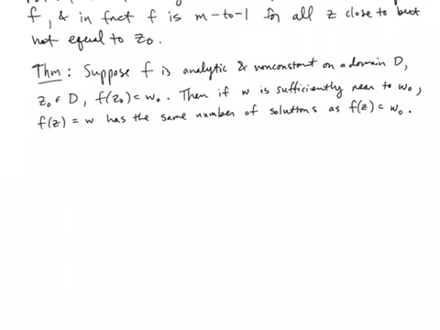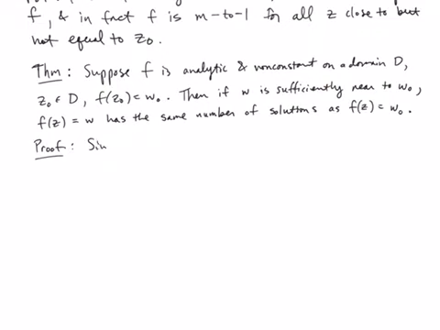So here's a precise statement we can make of all of this. Suppose f is analytic and non-constant on a domain. We have a point in the domain and then the image of that point. If we take a w sufficiently close to that image point, then the number of solutions to f of z equals w is the same as the number of solutions to f of z equals w naught. And our proof here is, we'll first consider z so close to z naught that z naught is the only solution to f of z equals w naught.